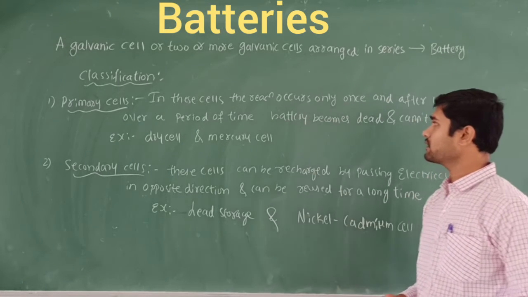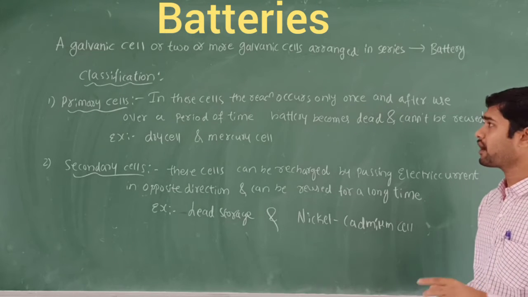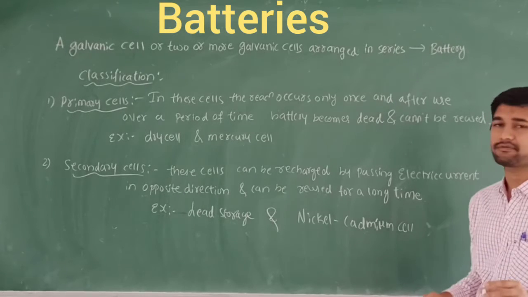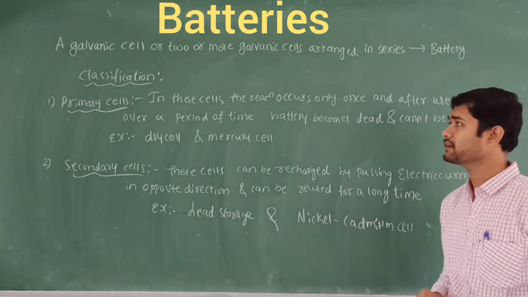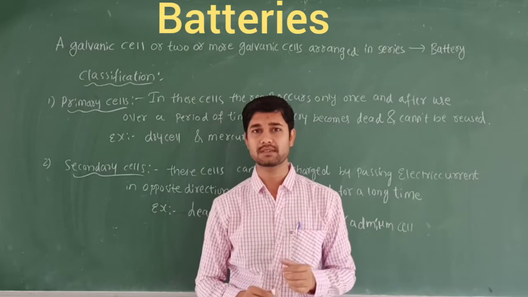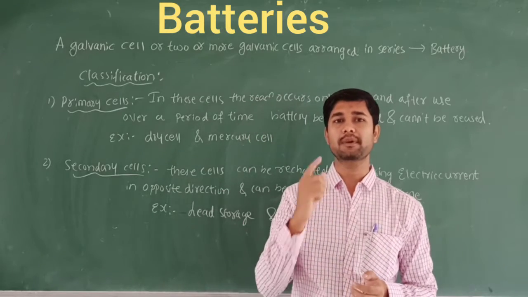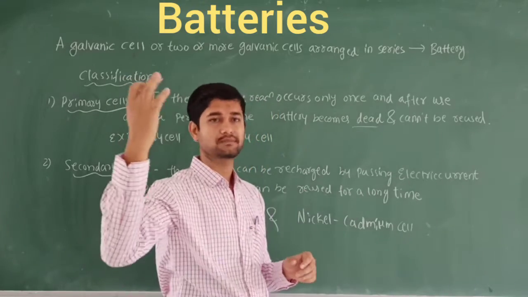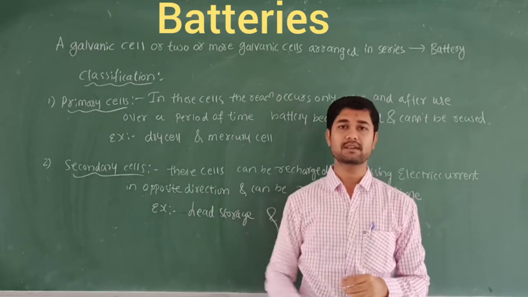In these cells, the reactions occur only once, and after use over a long period of time, the batteries become dead and cannot be reused further. Examples are the dry cell and mercury cell. Primary cells means you can use them only once, like remote cells and some battery cells. Once you put the cells in the remote, after a long time they become dead, right? You are going to throw them away because they can't be reused. That is the example for the dry cells.